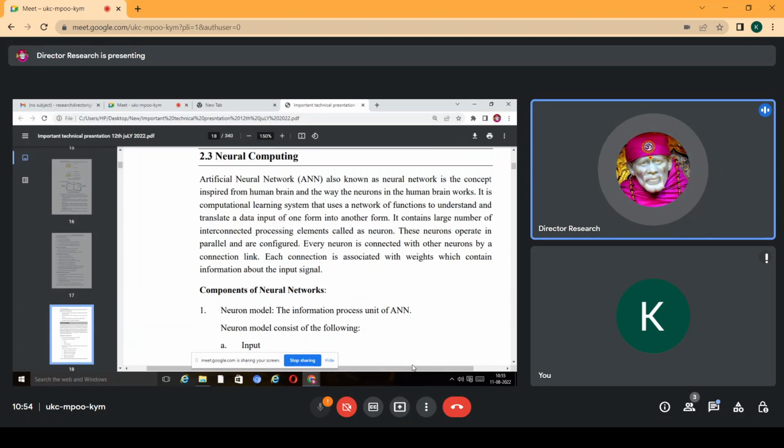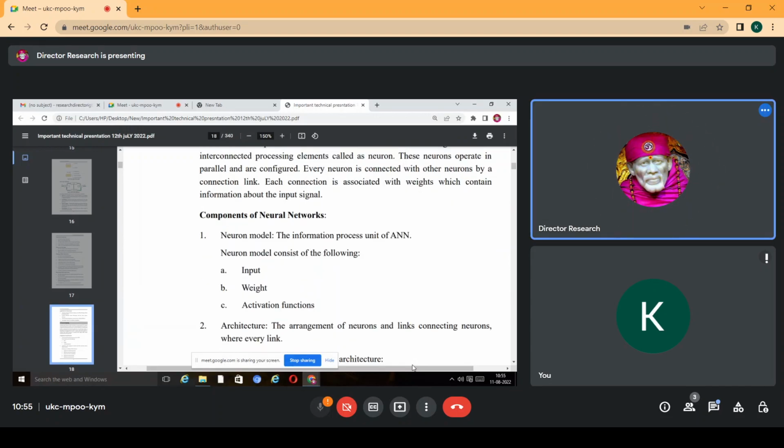Components of neural networks. The first one is the neuron model, the information processing unit in an artificial neural network. The neuron model consists of the following: input, weight, activation function. The second one is architecture.